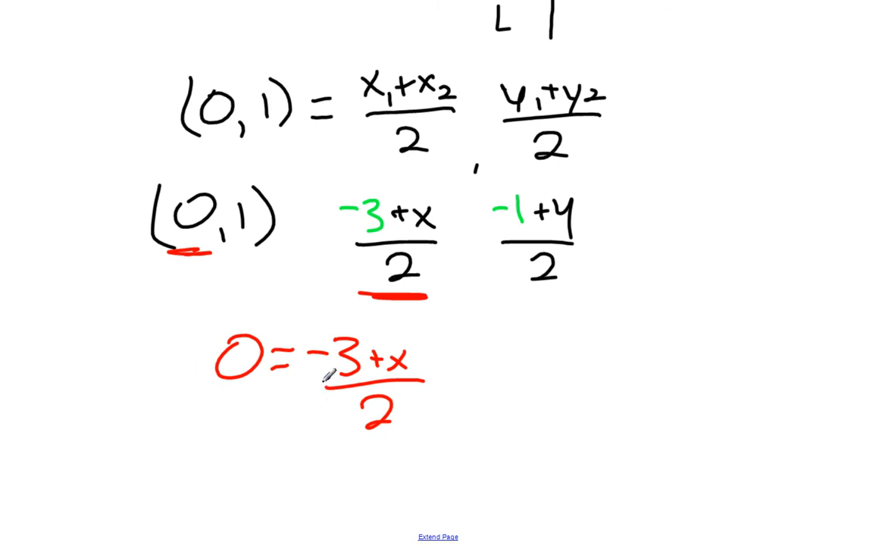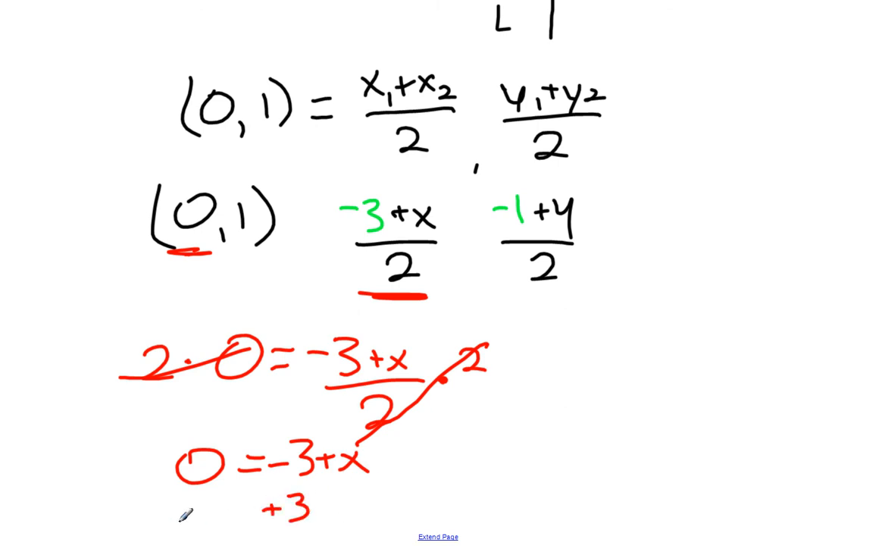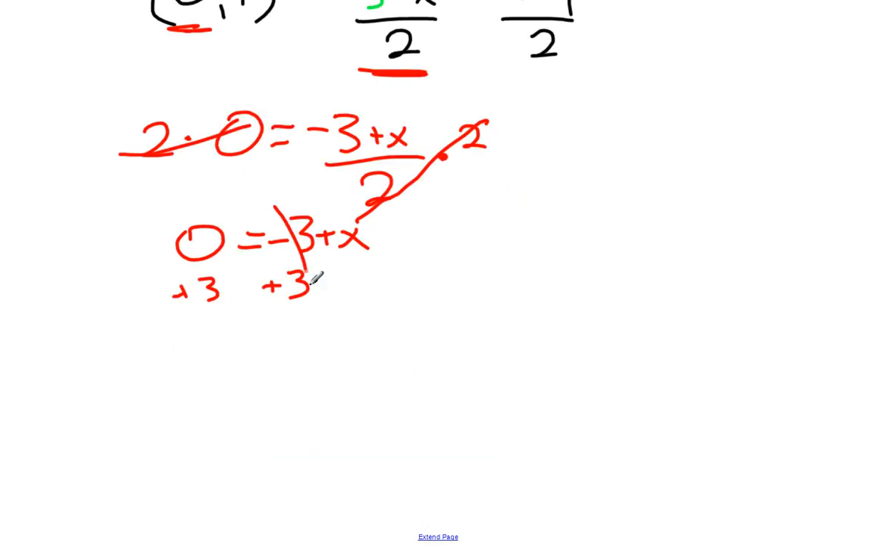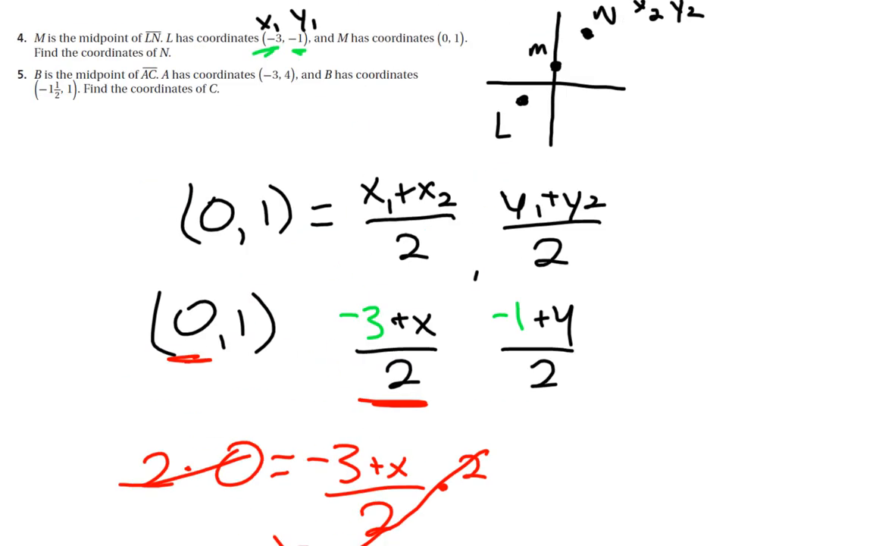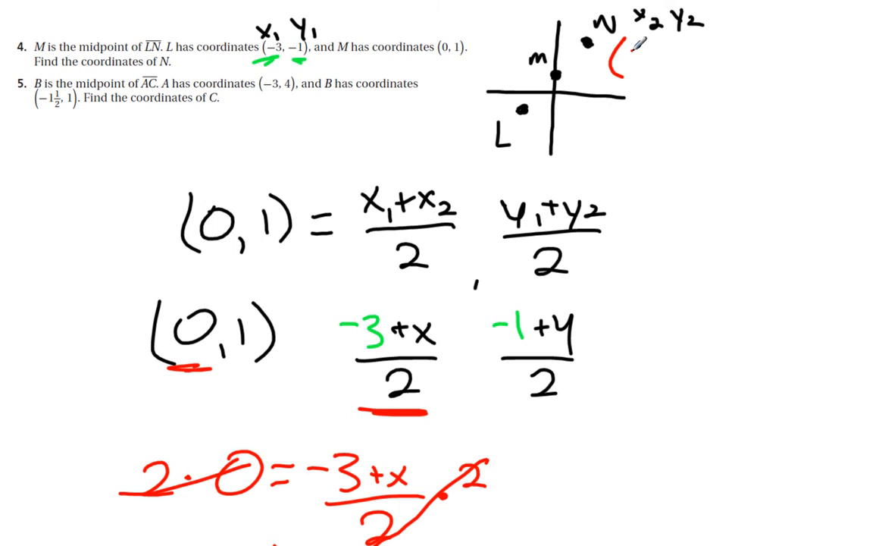We remember from yesterday and from last year, to get x by itself, we have to get rid of this dividing by 2. So we're going to multiply both sides by 2. So 2 over 2 cancels out. 2 times 0 is just 0, because anything times 0 is 0. So we get 0 is equal to -3 plus x. Last step to get x by itself, we just add 3, add 3. So we're going to get x equals 3. So our x coordinate here is going to be 3.